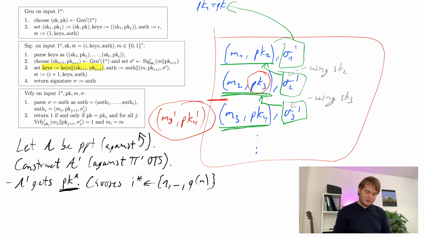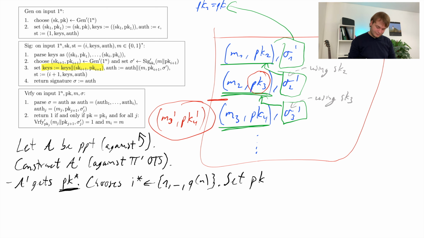Where as usual, Q of n is a polynomial upper bound on the number of signatures that A may query for. Because A is a PPT, Q of n is just polynomial. So we choose a random index between 1 and some polynomial upper bound. And the idea is that we will embed our public key pk star at that position. And all of the other public keys we will just generate honestly so that we also have the secret keys for them.